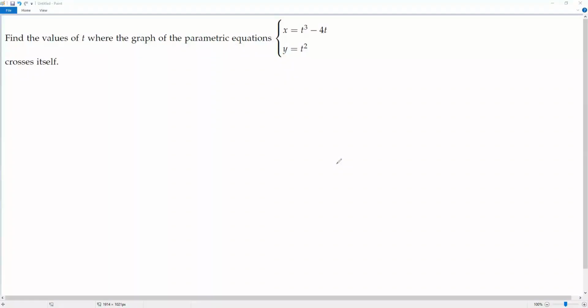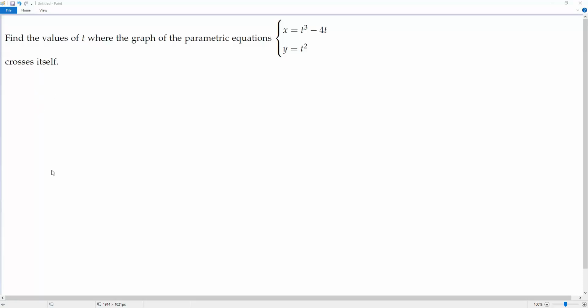Hi, in this video, we are going to see how to solve a problem on parametric equations. So the question is, find the values of t for where the graph of the parametric equations crosses itself. So we have to find the values of t for which the graph of the given parametric equations crosses itself.